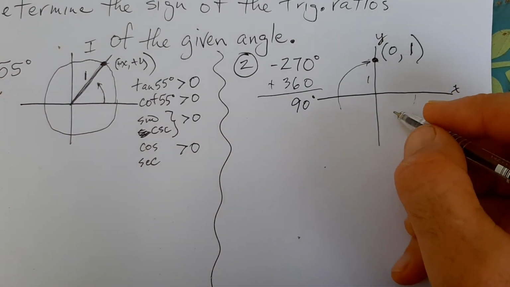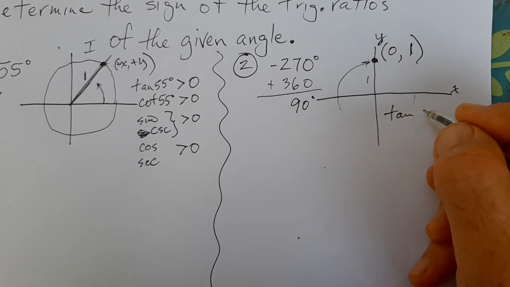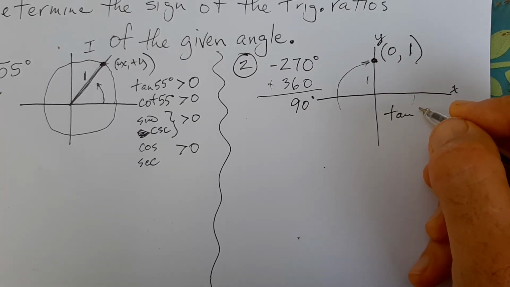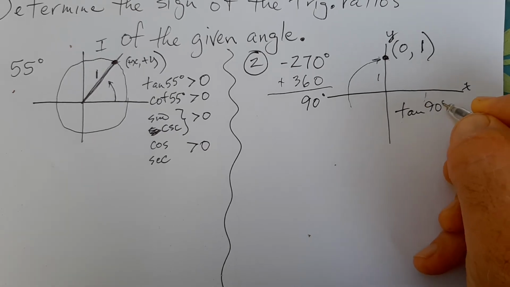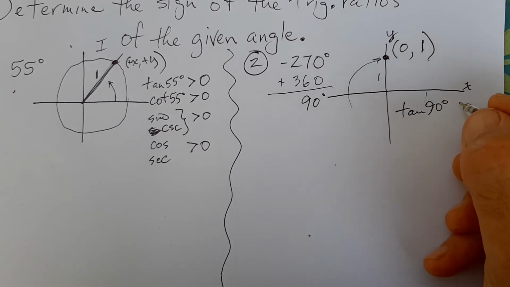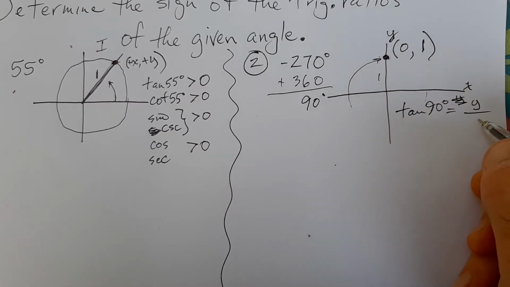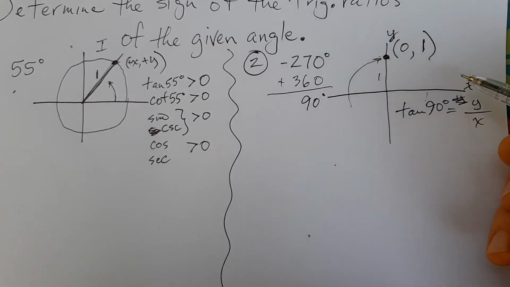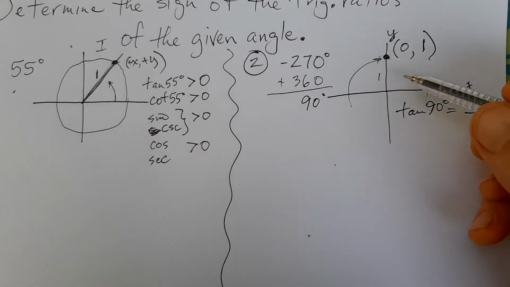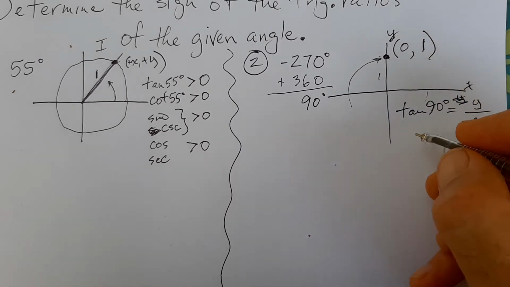Okay, I'll just start with tangent. The tangent of negative 270, let's just go with 90 degrees. The tangent of 90 degrees, remember, is always y over x, opposite over adjacent. So the y coordinate is 1.